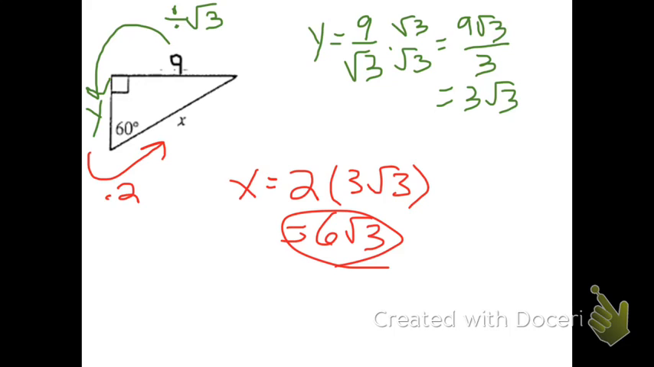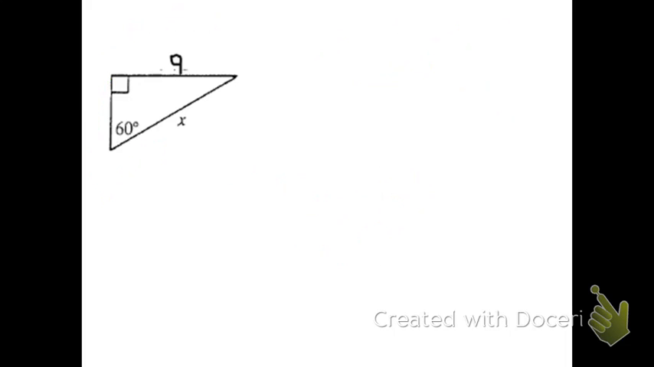You only multiply the number in front of the radical. Always treat the radical like it's a variable. So if it was 2 times 3x, you would have 6x. It's 2 times 3 root 3, so you get 6 root 3. Let's look at one more.